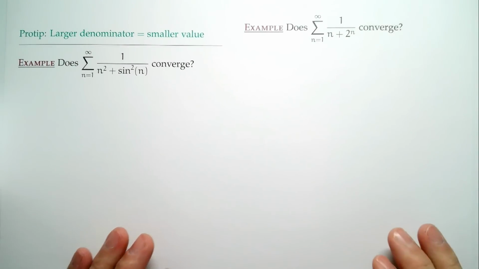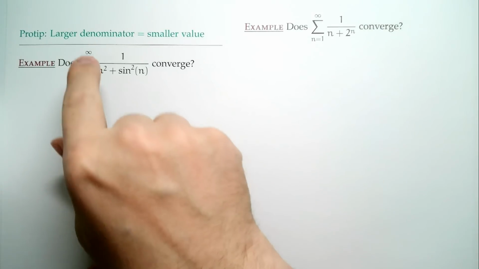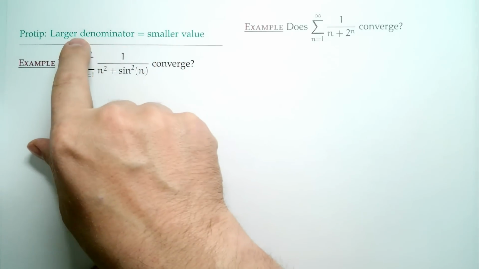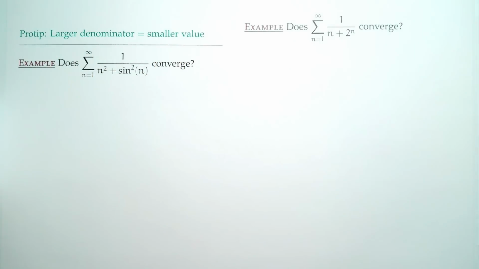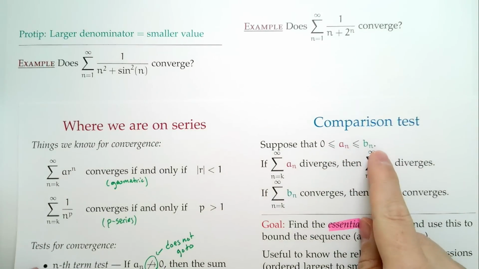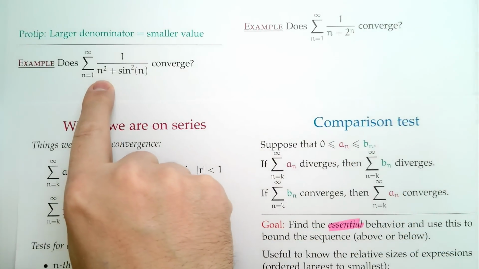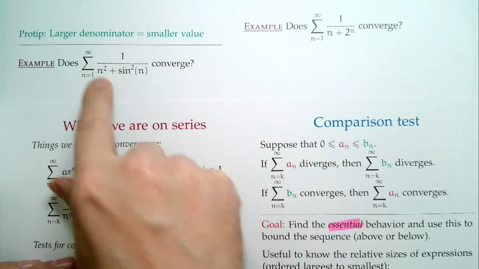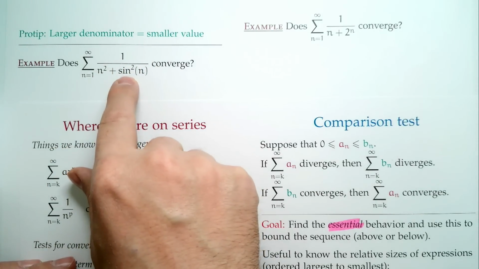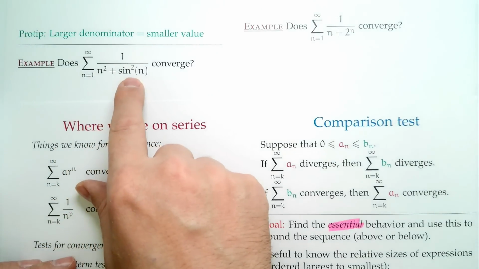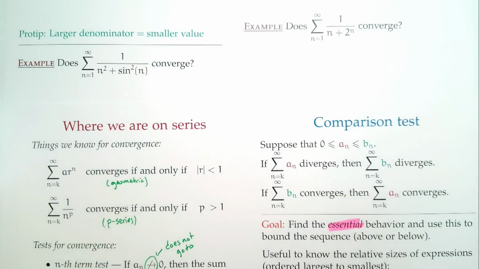Now, something to keep in mind, there's a little tip here. If you want to have a smaller value, get a larger denominator. Now, why is that useful? Well, it's useful because remember, we're trying to make comparisons. So let's focus on this left-hand example. We have a sum. This is a sequence inside here, and we're adding them up. So a series is a sum of a sequence. And that looks messy, so what we want to do is a comparison.